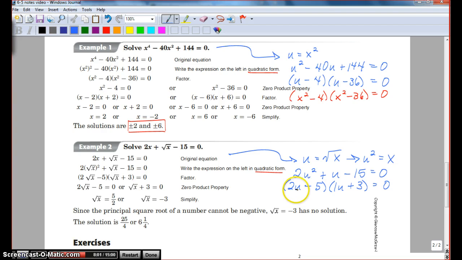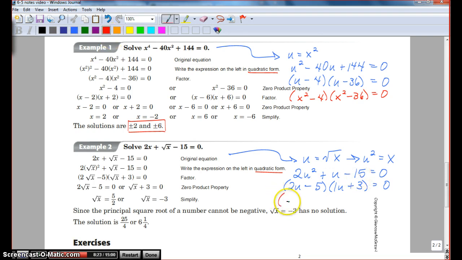So if we FOIL this, we'll get 2u squared, 6u, negative 5u, and negative 15. The outside and inside are needing to be combined, so 6u minus 5u is 1u, and negative 5 times 3, of course, negative 15. So that works.